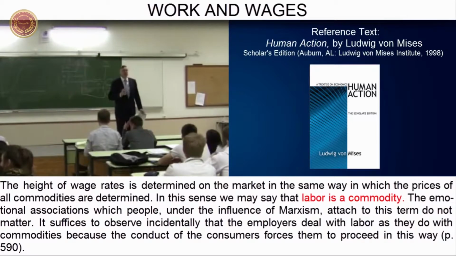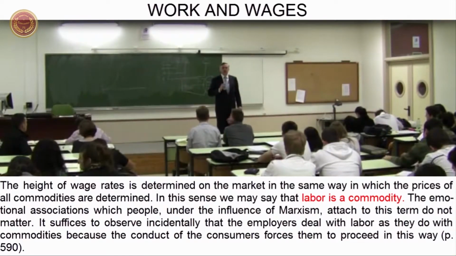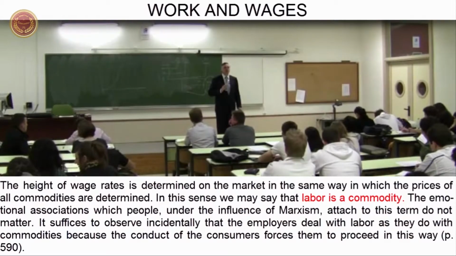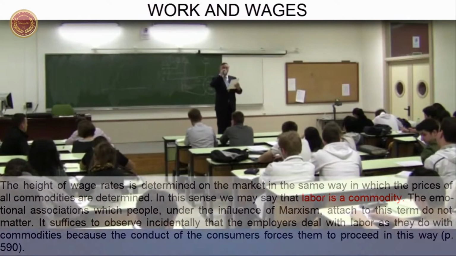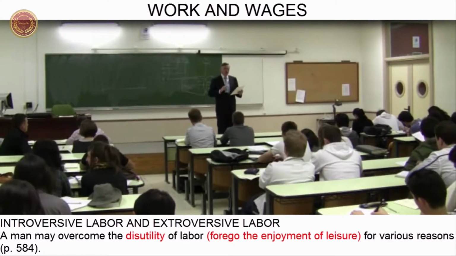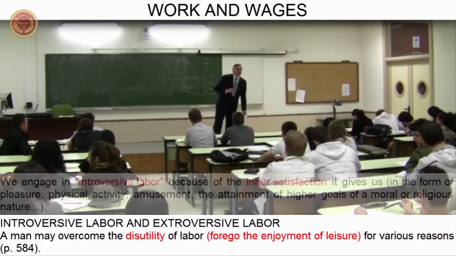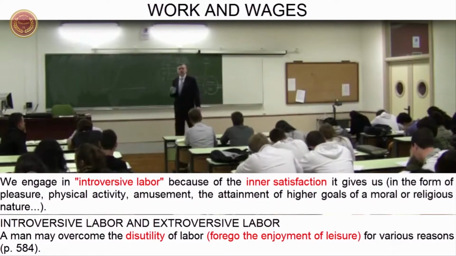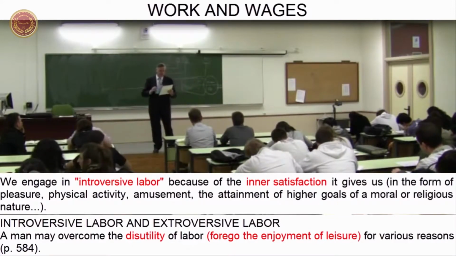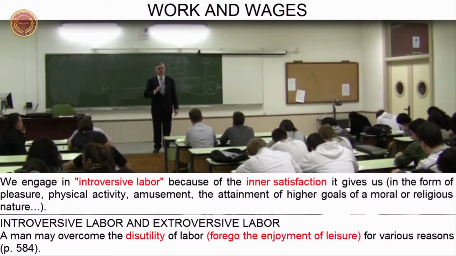Now I will make a few brief additional comments on the labor factor of production, since it is one of the most important and relevant, and also one of the most associated with conflicts and interpretative errors. Mises writes that there are 2 types of labor, introversive labor and extroversive labor. Introversive labor is performed for pleasure, for exercise, for amusement, or for some higher goal of a moral or religious nature.